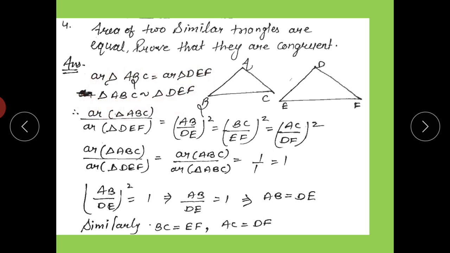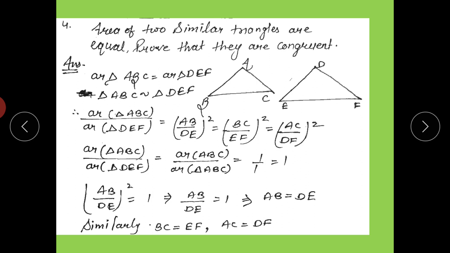And we know that area of triangle ABC upon area of triangle DEF, the ratio of areas of two similar triangles, is equal to AB upon DE whole square, is equal to BC upon EF whole square, is equal to AC upon DF whole square.